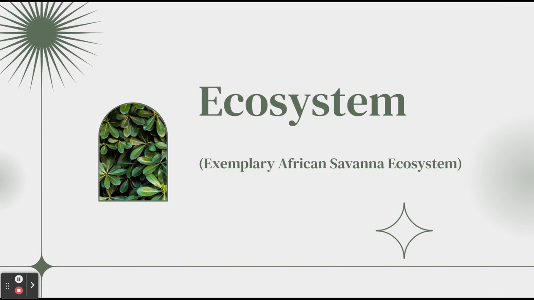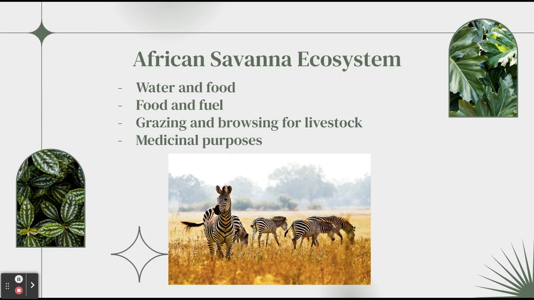Discussing the ecosystem services, I will use the exemplar ecosystem of an African savanna. African savannas provide water, grazing and browsing, food and fuel, and medicine for tens of millions of people and have a unique biodiversity that supports wildlife tourism. Water comes from the strong wet season they have.